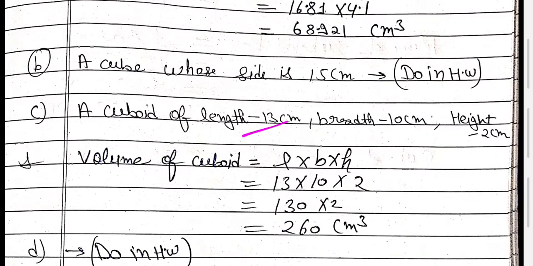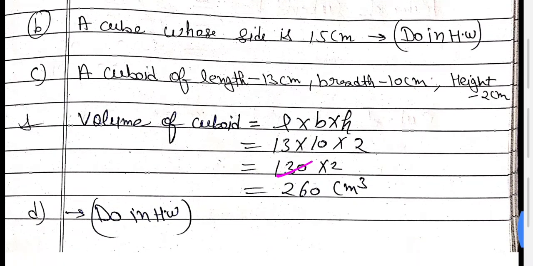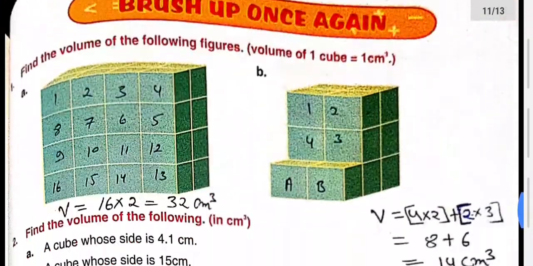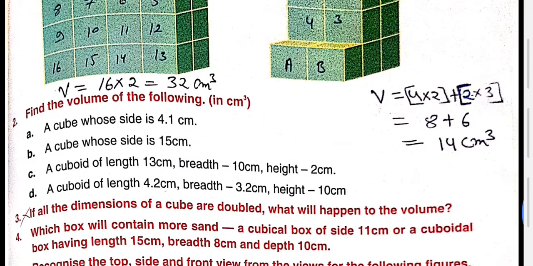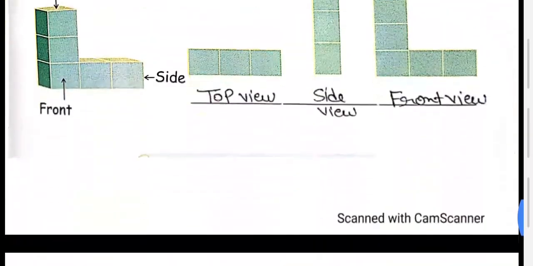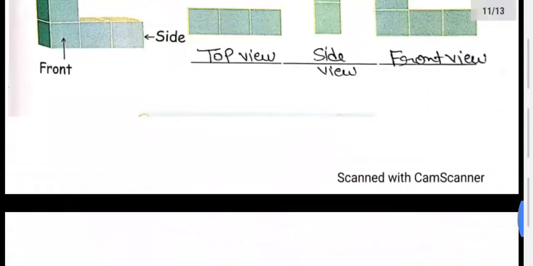Now cuboid, length is given, breadth is given, height is given. Just write volume of cuboid L into B into H. Length is 13, breadth is 10, and height is 2. Now multiply 13 into 10 is 130, into 2, 2 threes are 6, 26, 0 as it is. So your answer is 260 centimeter cube. Similarly, the D part is this one. A cuboid of length is given, breadth is given, height is given. So you have to do it by yourself in homework.